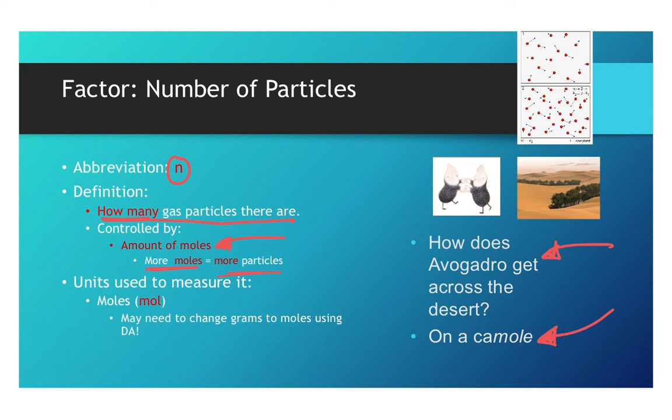The units that we're going to use to measure the number of particles are moles. We might need to remember that sometimes, in order to figure this out, they might give us a chemical amount in grams, and we might need to change that to moles using dimensional analysis and the molar mass.